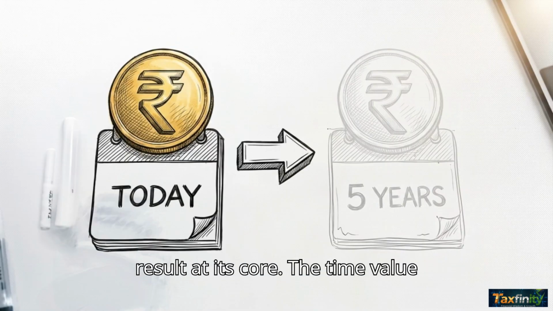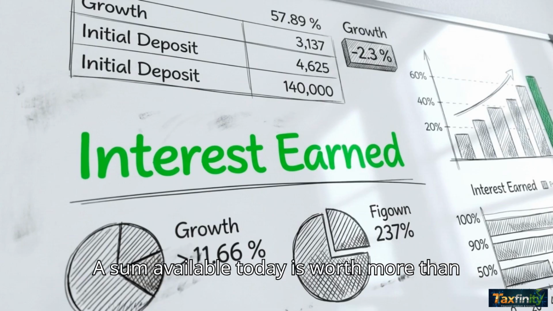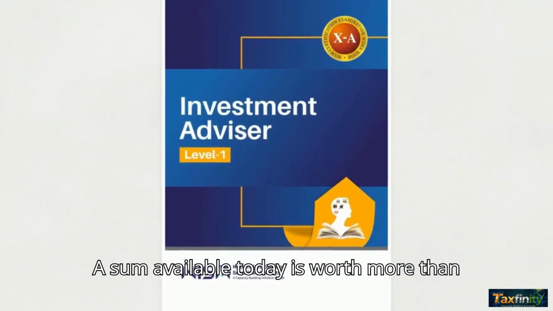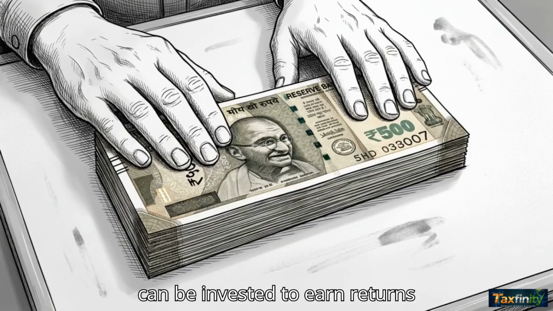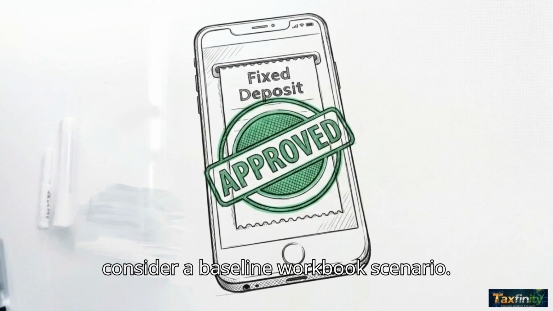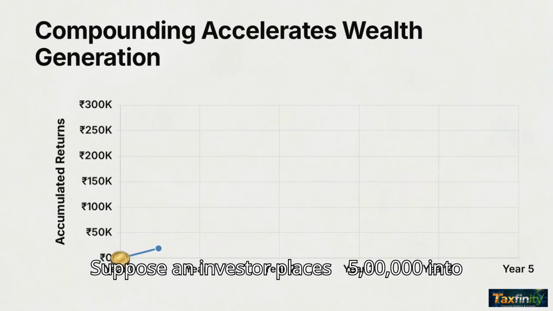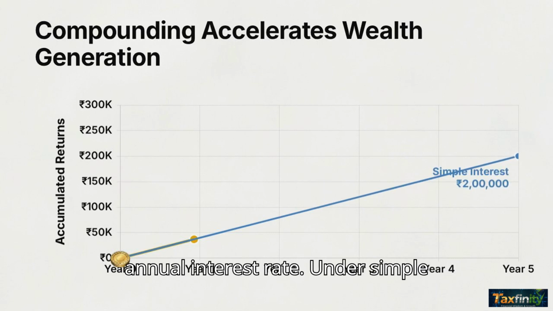At its core, the time value of money is based on a single principle. A sum available today is worth more than the same amount in the future because it can be invested to earn returns immediately. To see this in practice, consider a baseline workbook scenario. Suppose an investor places 5 lakh rupees into a 5-year bank deposit at an 8% annual interest rate.